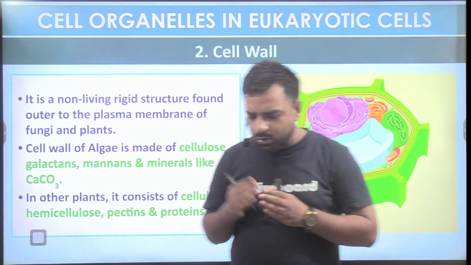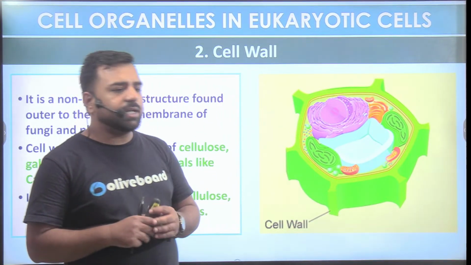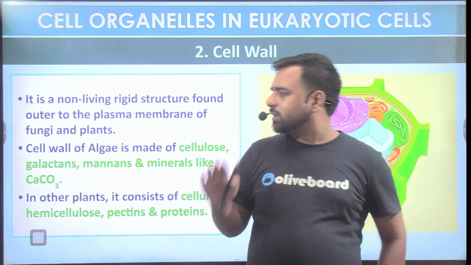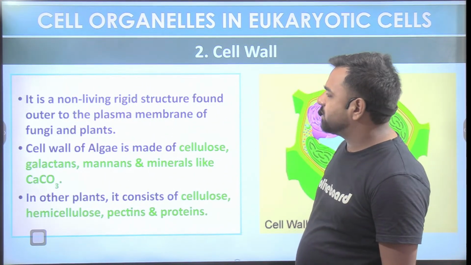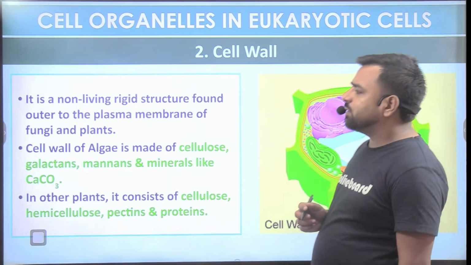So if I talk about the plant cell, the outermost layer is the cell wall. It's made up of cellulose and hemicellulose. It's mentioned here that it's a non-living rigid structure that is present outside the plasma membrane of the fungi and plants.